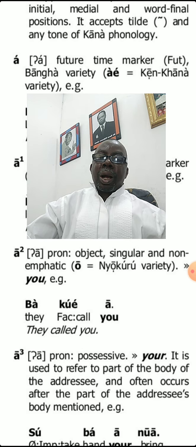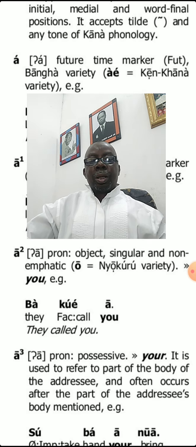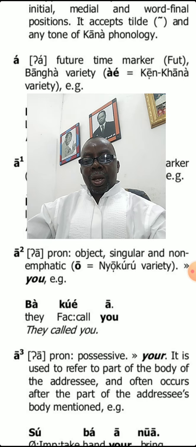People who are from Yonkuru often use O in that position of A. And then they will make such sentences as bakwe o. But the rest of the speakers of Kana will say bakwe a. And then bakwe a is popular amongst the people who speak Kana. But for Nyonkuru people, they often use bakwe o in the position of a there.